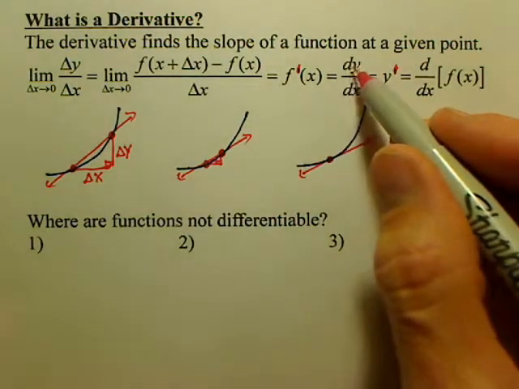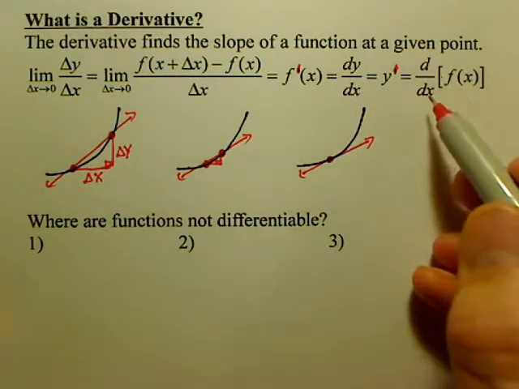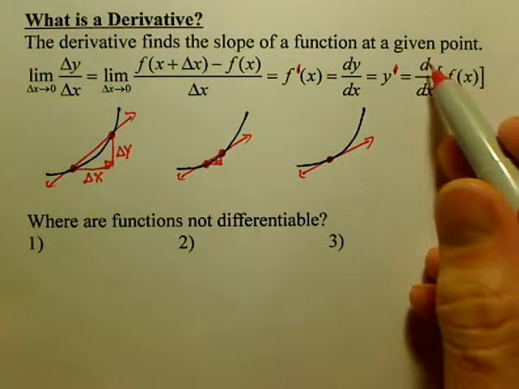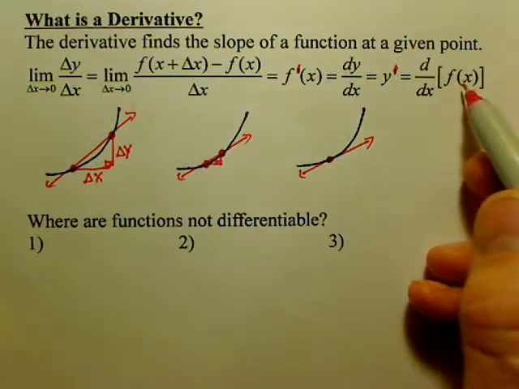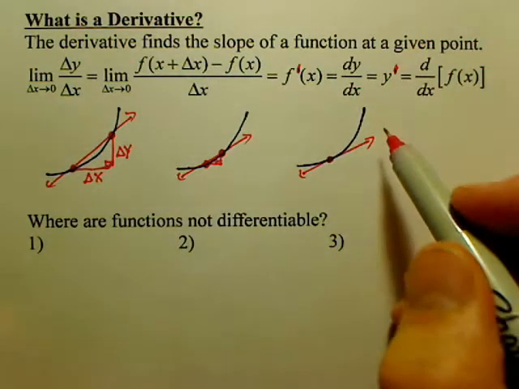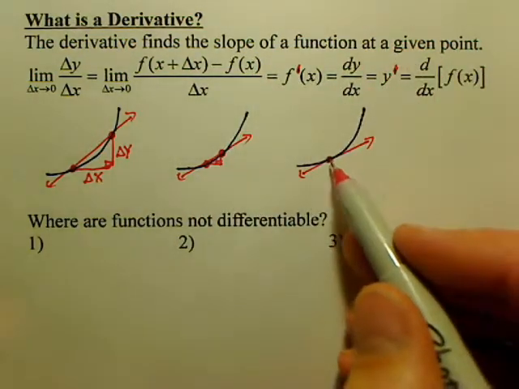You also have dy dx, the change of y over the change of x. You have d over dx of f of x. This is saying that d over dx is the derivative of f of x. So you'll see a lot of these different notations when you hear the word derivative. And all a derivative is saying is the slope of a function at a given point, one point.